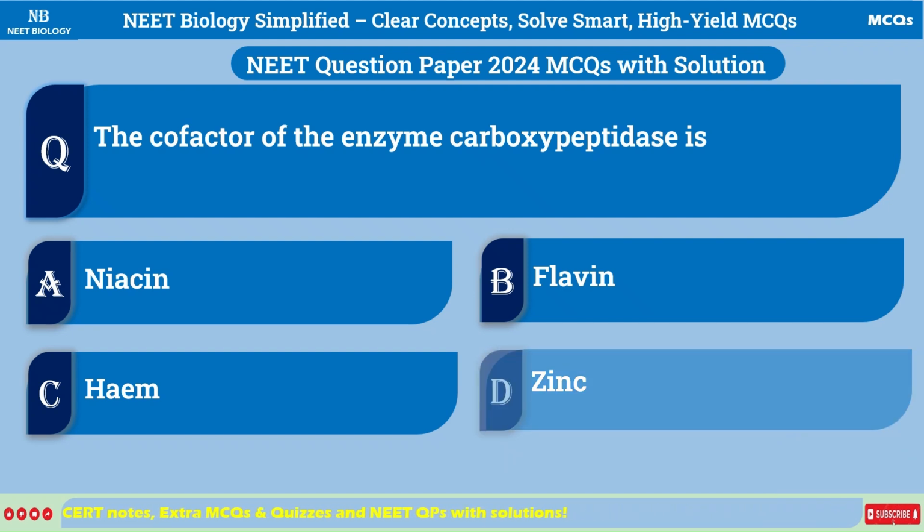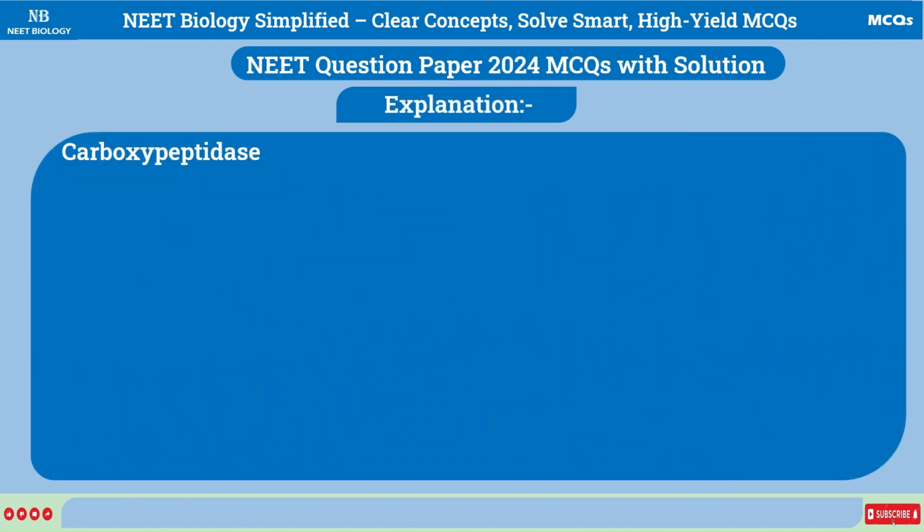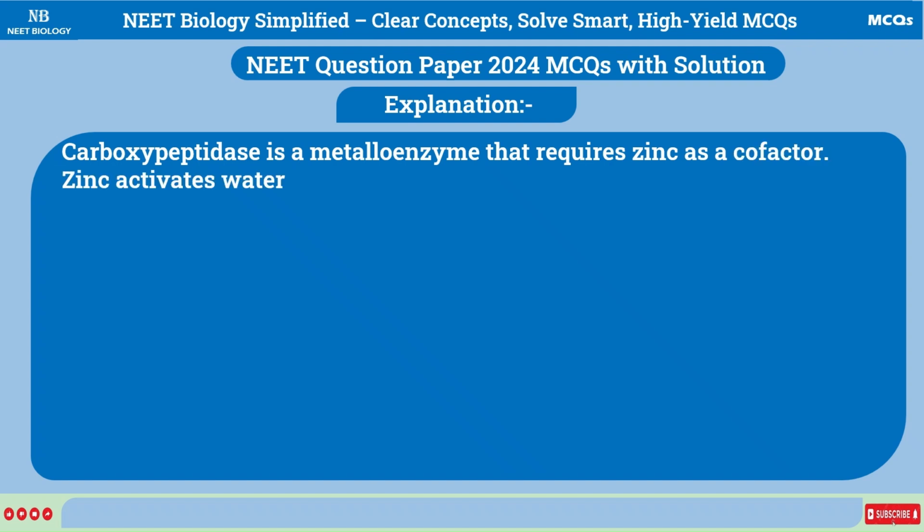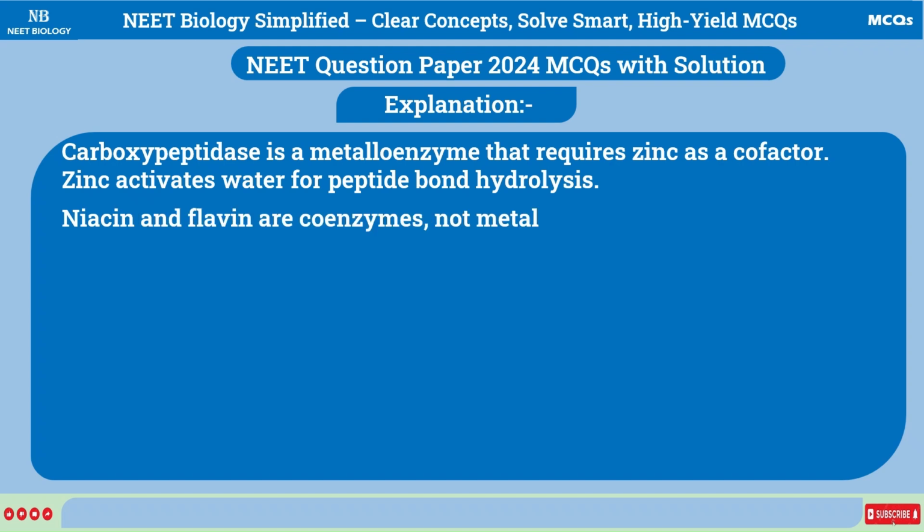Correct answer is D. Zinc. Explanation. Carboxypeptidase is a metalloenzyme that requires zinc as a cofactor. Zinc activates water for peptide bond hydrolysis. Niacin and flavin are coenzymes, not metal cofactors. Heme is associated with oxidases, not carboxypeptidase.